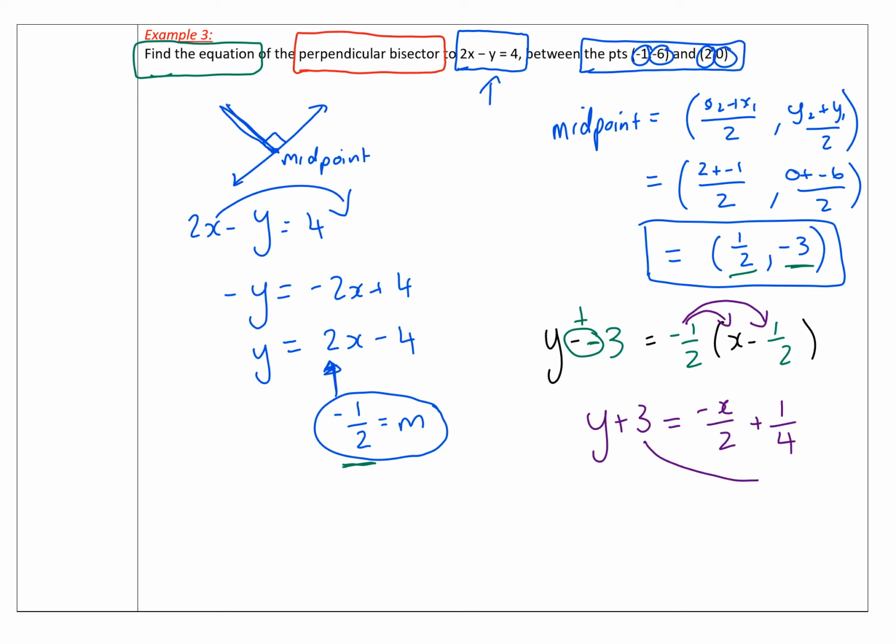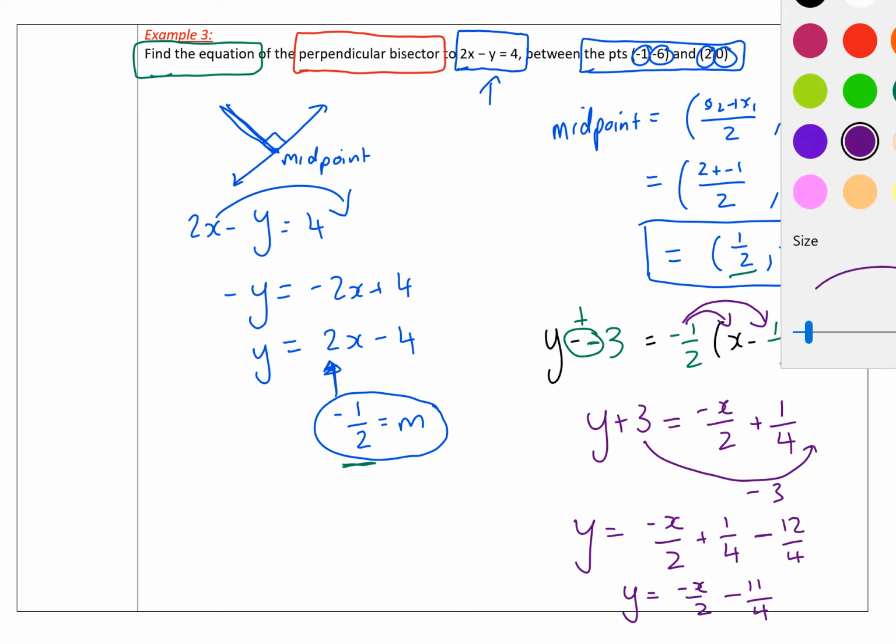If I needed to subtract 3 now, so I get y on its own, y equals negative x on 2. Now, this is like saying plus 1/4 minus 12 on 4. It's the same as a value of 3. So I get y equals minus x on 2. Now 1 minus 12 is minus 11 on 4.